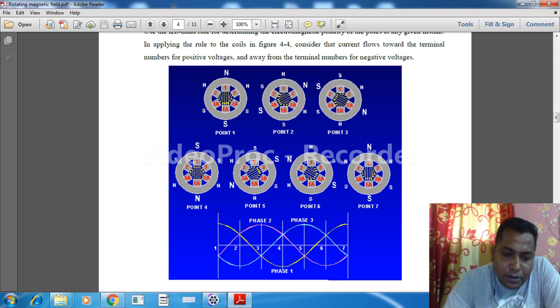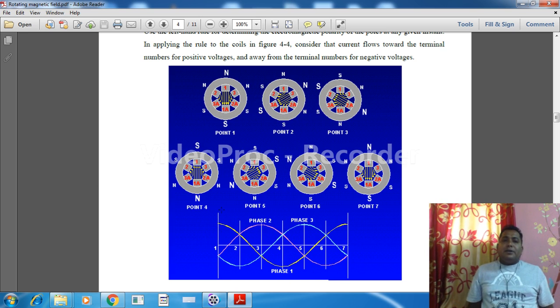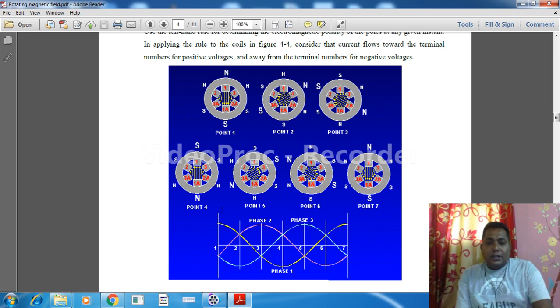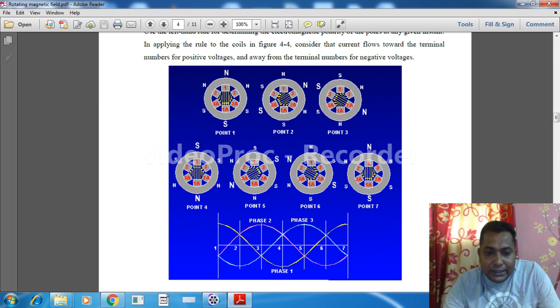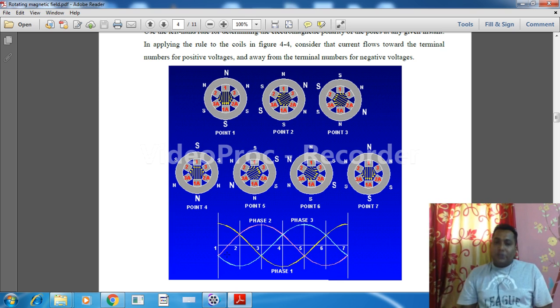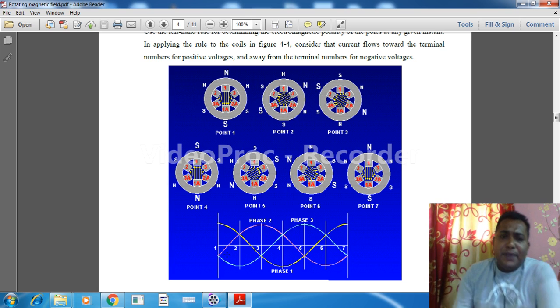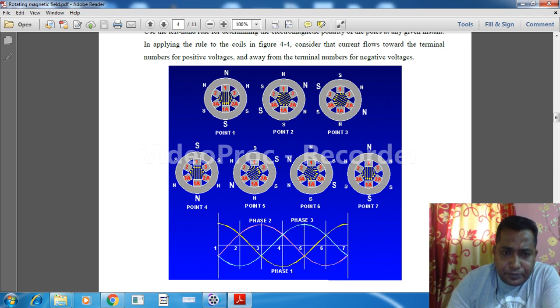now check point 1. At point 1, the yellow one is at the positive half, so it will generate a north pole and south pole, and opposite to the other two phases. See, the other two phases are in the negative half, so their direction of flux will be opposite. Like this way, the phases are placed over here.